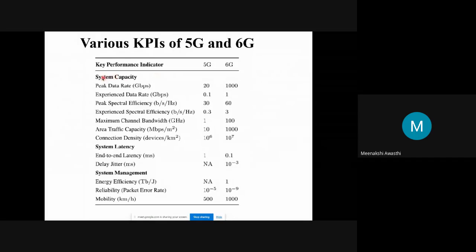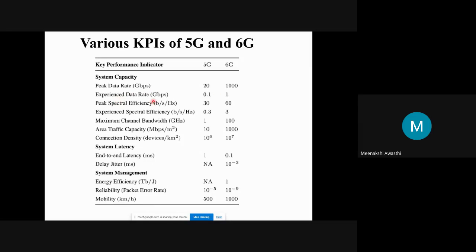Okay, basically we'll be discussing system capacity, system latency, and system management. If you talk about system capacity, in 5G the peak data rate is 20 Gbps, whereas in 6G it is expected to have a 1000 Gbps data rate.